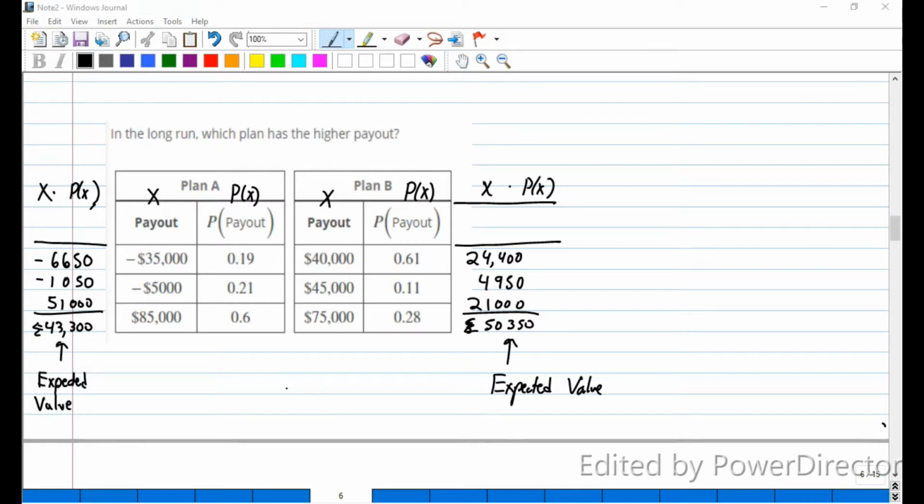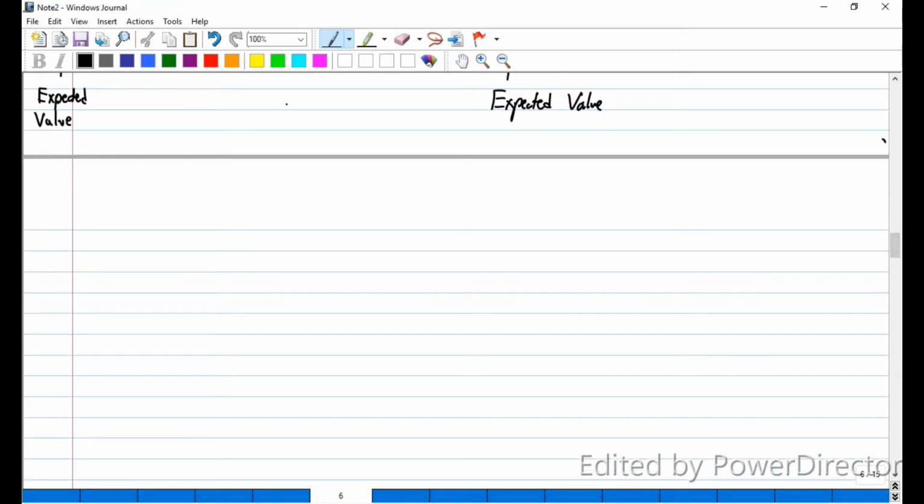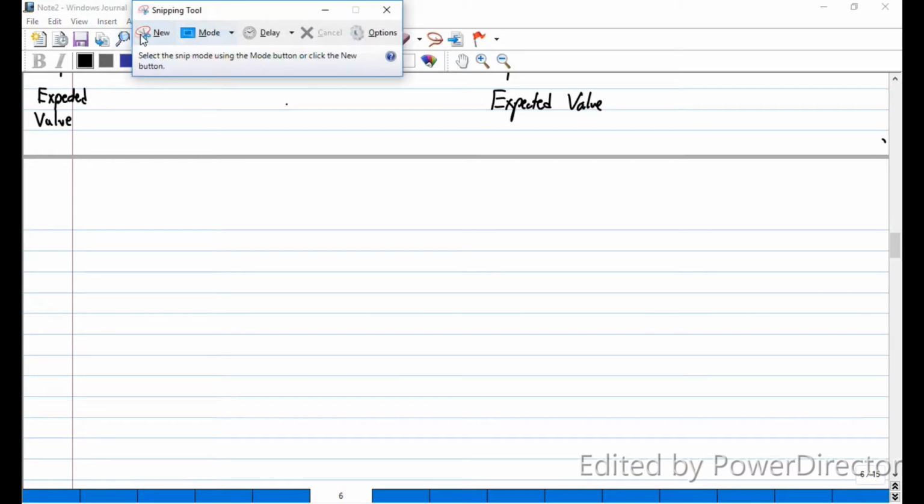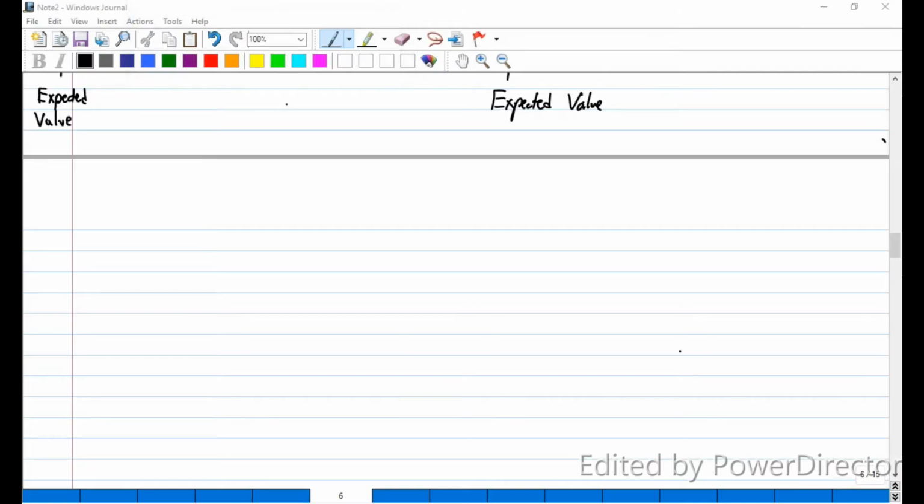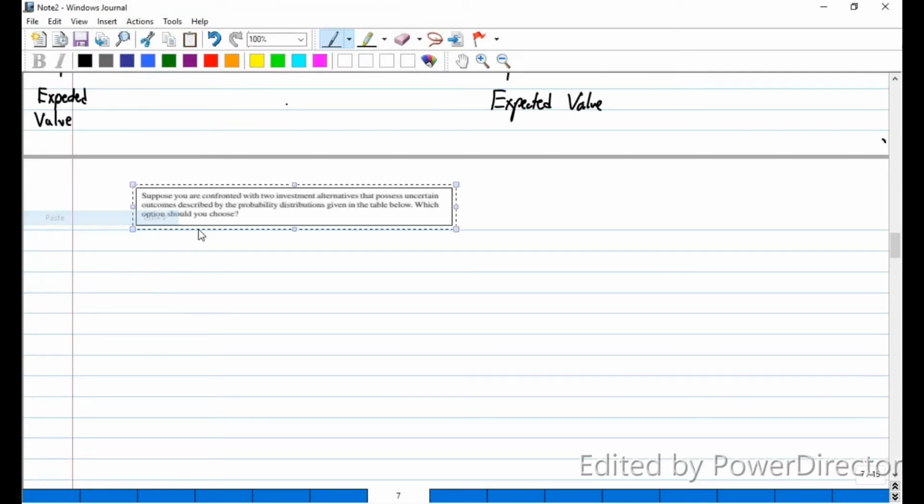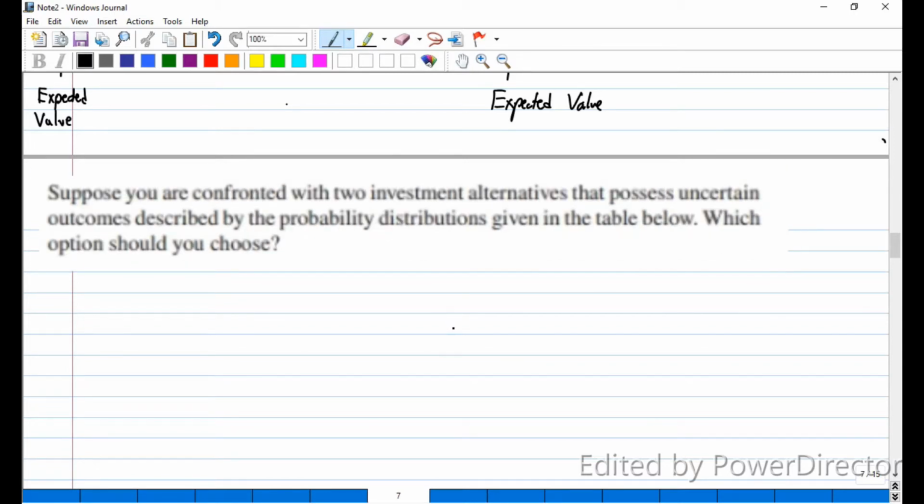Alright, here's an example that's given in your PowerPoint, so we're not going to work through it. I just want to read through it. I'll put the information up here so you don't have to look directly at your PowerPoint. You can make some notes on it if you want. It says, suppose you're confronted with two investment alternatives that possess uncertain outcomes described by the probability distributions given below in the table. Which option should you choose?